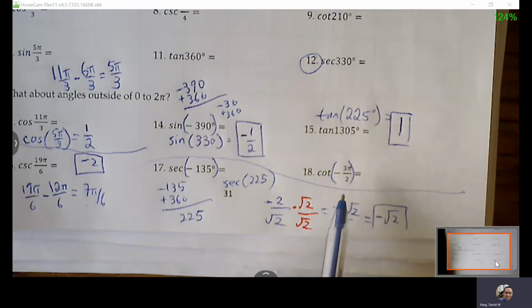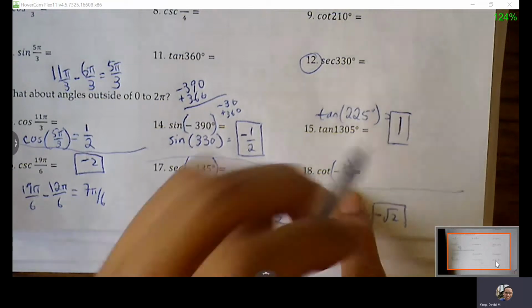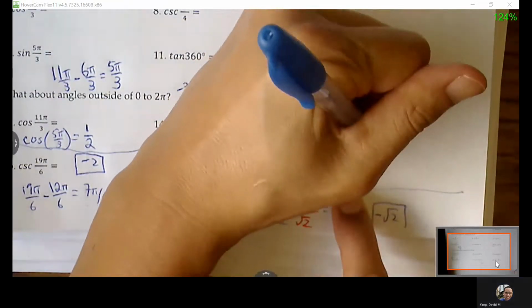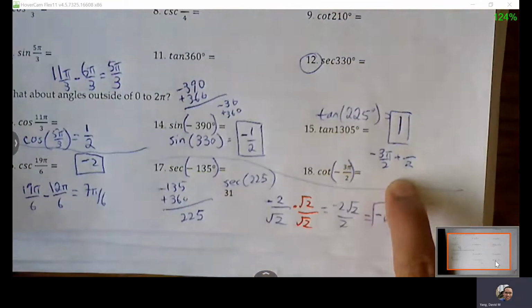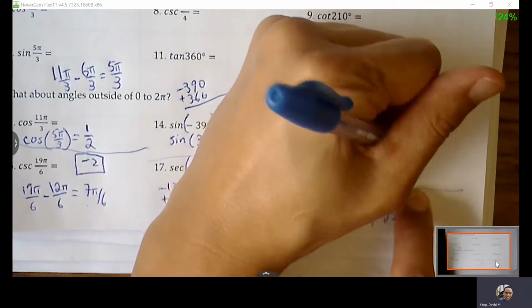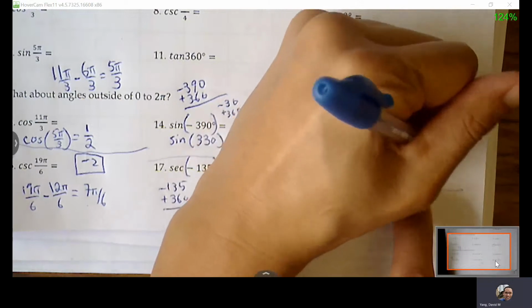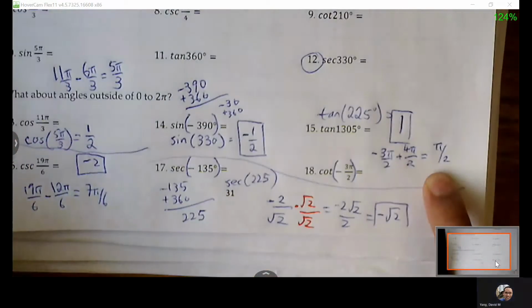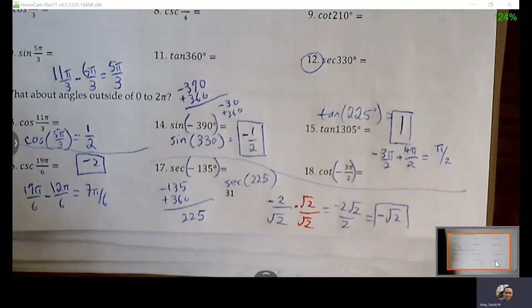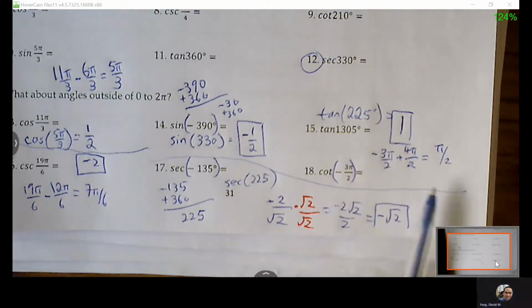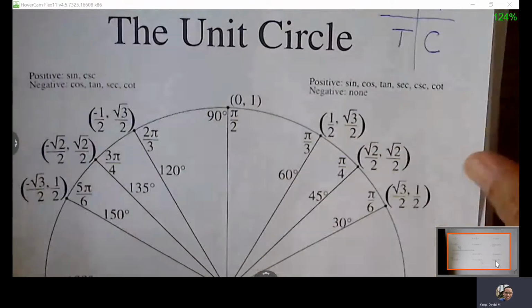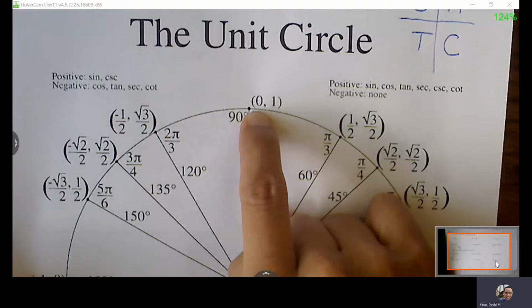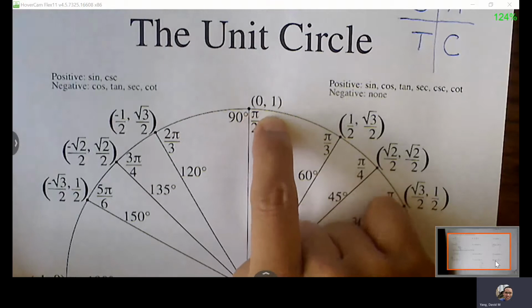Finally, cotangent of negative 3 pi over 2, that's outside of my interval. So I'm going to go ahead and add 2 pi. So 2 pi with 2 in the denominator means it's going to be 4 pi over 2, which is going to give pi over 2. Pi over 2 is a 90-degree angle. So cotangent is x over y, right? Tangent is y over x, cotangent is x over y. So x over y, 0 over 1, that's a real number. 0 over 1 is 0.